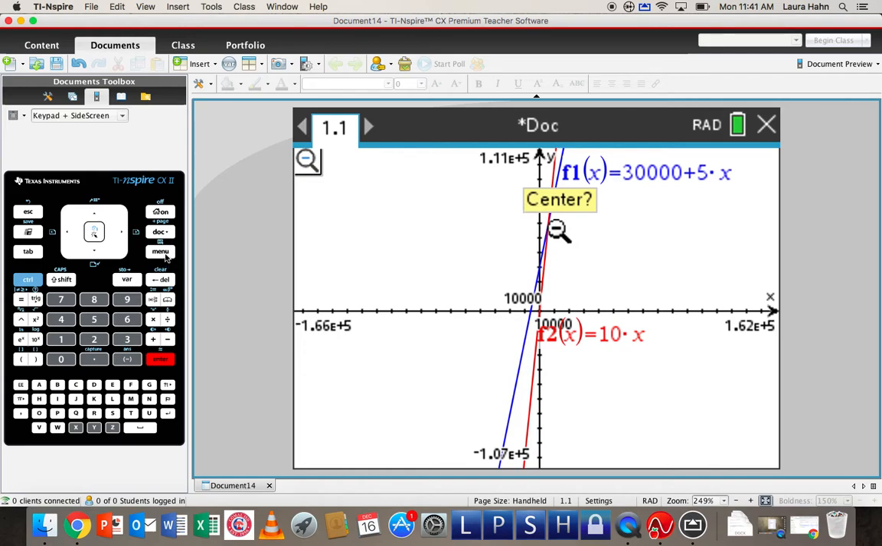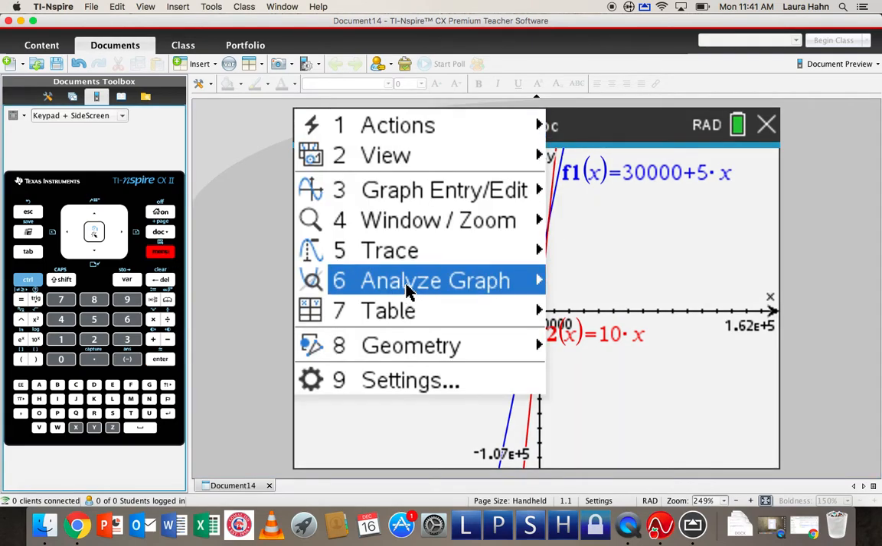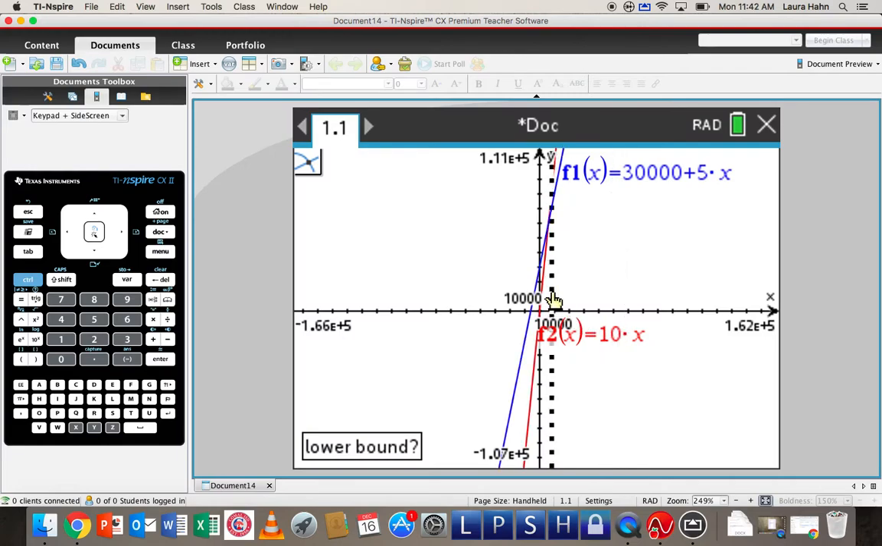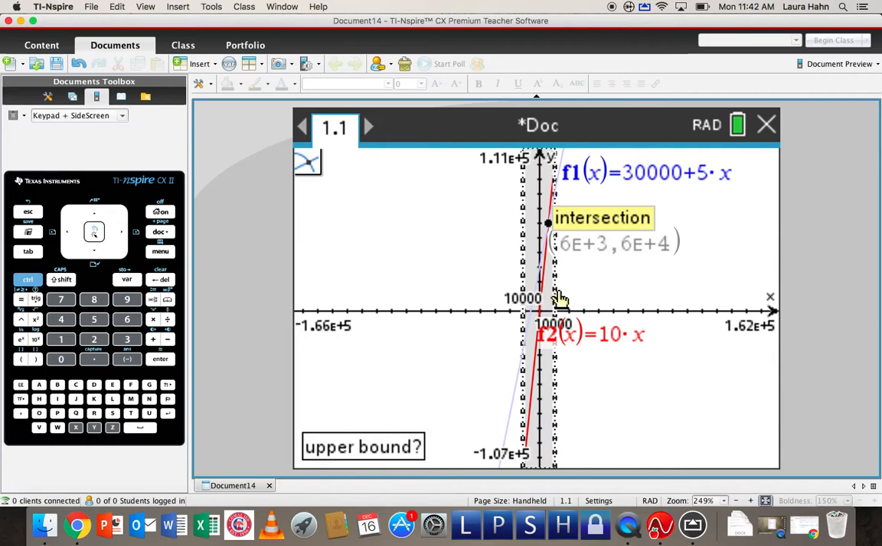So now I can press menu, analyze, intersection. So make sure you're on the side of that intersection, on whichever side, it doesn't matter. Click enter. Now use your touchpad to drag to create that gray space.